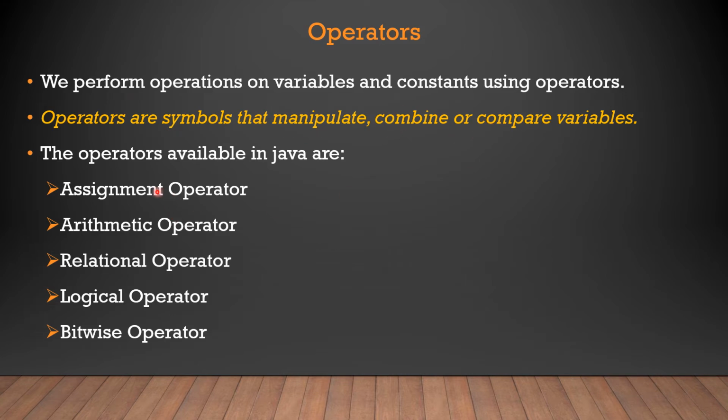Now, what are the operators available in Java? These are of five types: assignment operator, arithmetic operator, relational operator, logical operator, and bitwise operator. We will also be studying all of them in class 12, but if you understand all of them here, then you will face no problem in class 12. So, let us understand them very well here only.